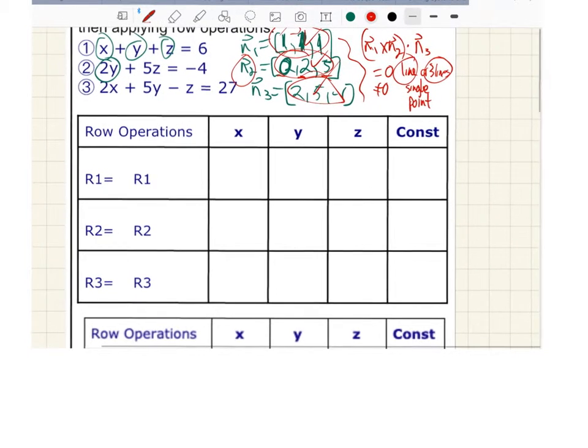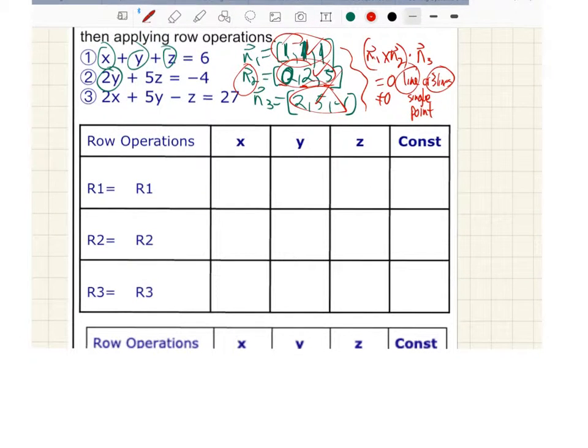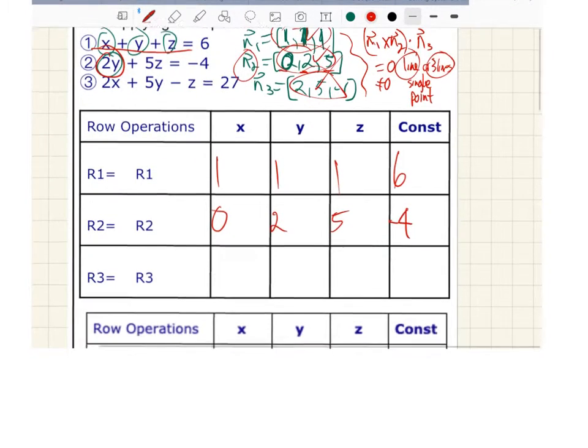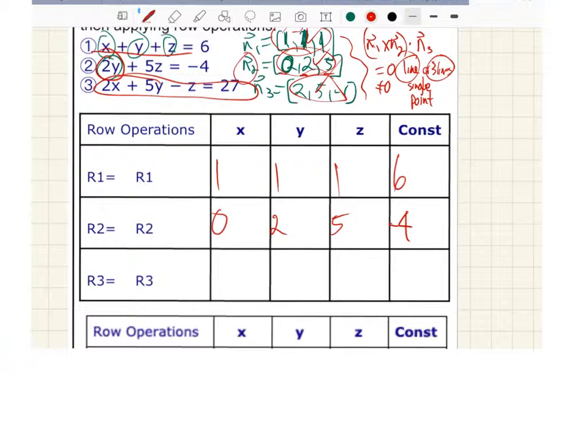So the first thing we do is we set up what is called a coefficient matrix. I take the coefficients of all of those. The coefficients of the first equation are 1, 1, 1, and then the constant is 6. For the next one, the coefficients are 0 for x because there aren't any x, 2, 5, negative 4, and then for the third equation, the coefficients are 2, 5, negative 1, and the constant is 27.